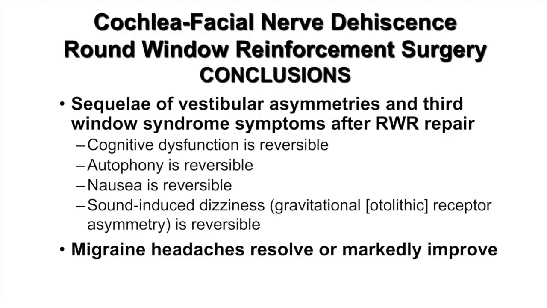In conclusion, the sequelae of vestibular asymmetries and third window syndrome symptoms due to cochlea-facial nerve dehiscence can resolve after round window reinforcement repair. Cognitive dysfunction is reversible. The autophony is reversible. The nausea is reversible. And most importantly, the sound-induced dizziness or the gravitational receptor asymmetry type of vertigo is reversible. Finally, migraine headaches resolve or markedly improve to the degree that they can be managed medically.